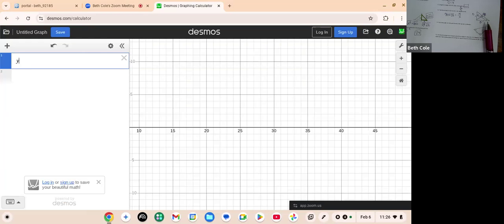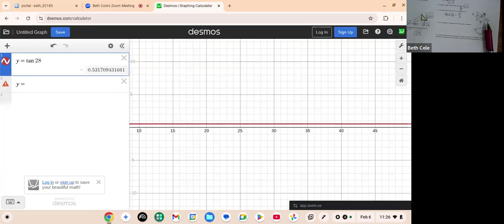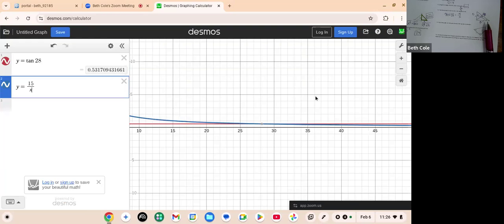I'm going to put y equals, and then I'm basically just going to type what's written on the paper. What is it? Tangent 28, and then the other one is 15 over x. You just type what you had on the paper. Click the intersection. I got 28.2. Is that what it said? What did it say to round to?